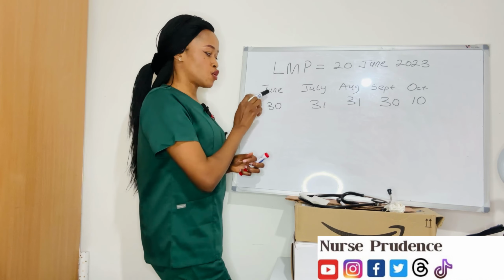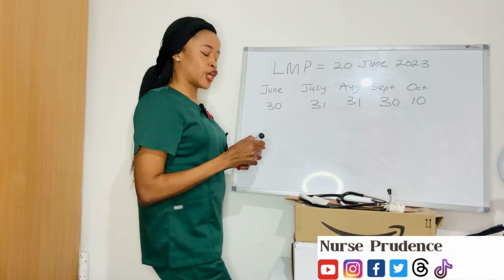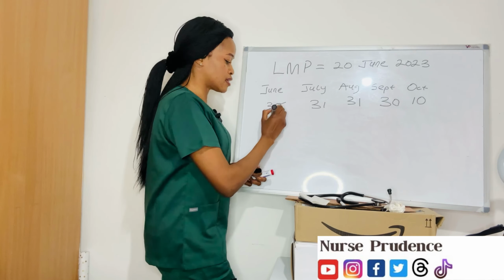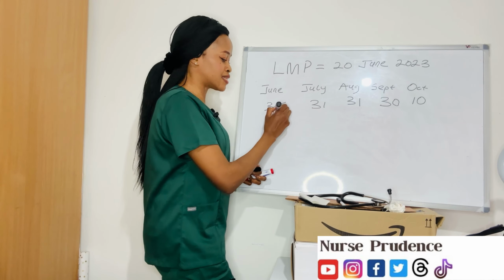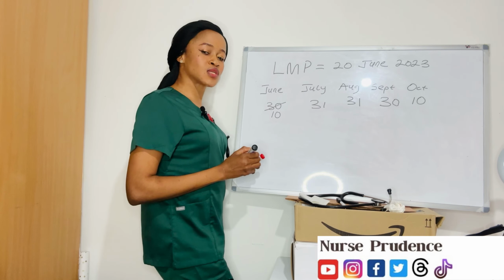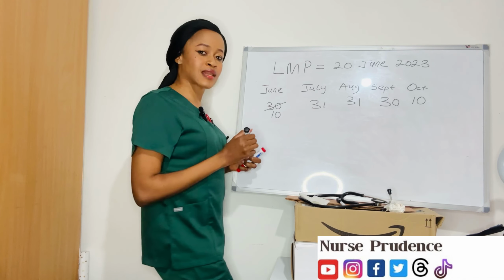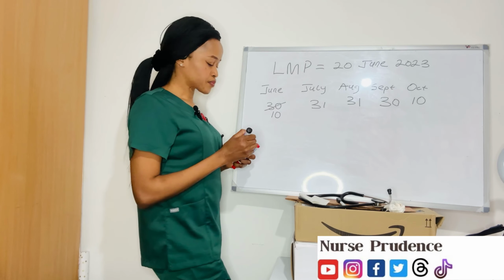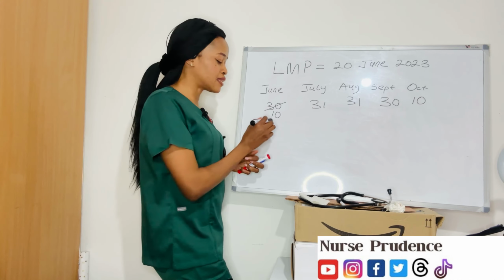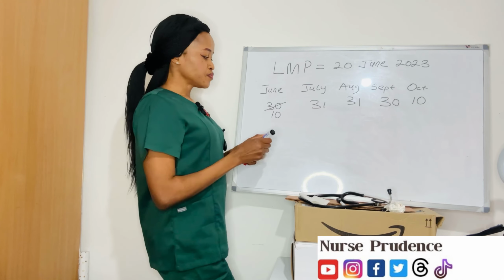Now, because your last menses was on 20th of June, when you minus 20 from 30, you are having 10 days. So what you are going to add is the remaining 10 days of June, because your last menses was on the 20th of June. So the remaining 10 days is what is needed when you want to calculate the age of your pregnancy. So now 30 minus 20 is 10. So the remaining 10 days is what you are going to write.